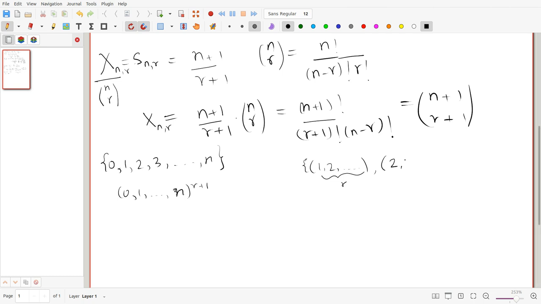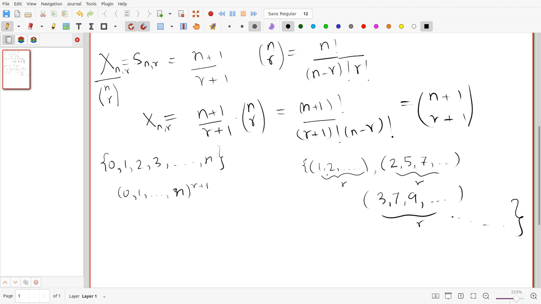The next one might just be 2, 5, 7, and so on. Again, this is a subset of size r. And let me write one more, and that will drive the point home. Maybe the next one is 3, 7, 9, so on. Again, a subset of size r. And this is the entire collection here. And how many of these are there? Well, we just discussed. There are n choose r of these.